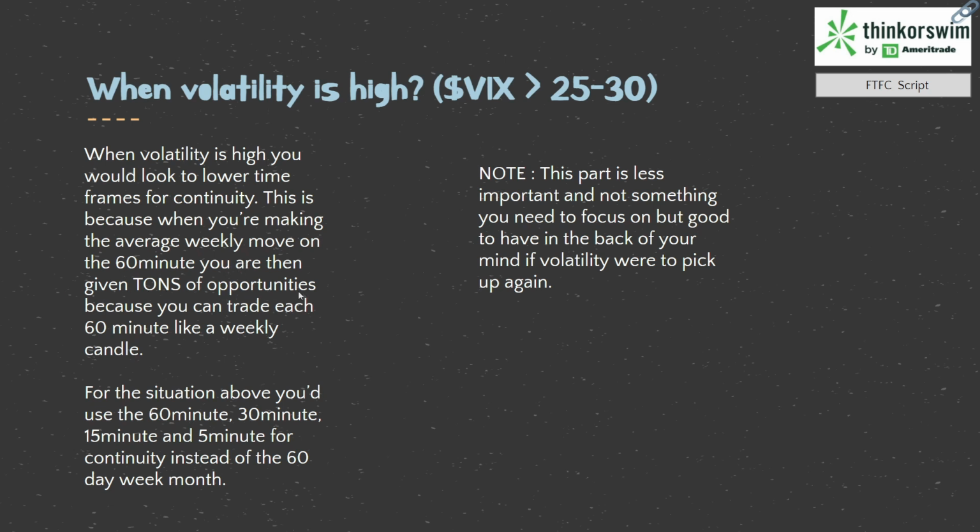We have tons of opportunities throughout the whole entire day then, because you can trade each 60-minute candle like a weekly candle. And the way you do that is you'd use the 60, the 30, the 15, and the 5 for continuity instead of using the 60, day, week, and month. So that just gives you a smaller picture of the larger moves, which lets you trade those moves intraday. And like I said, it's less important. It's not going to be of relevance anytime soon, in my opinion.